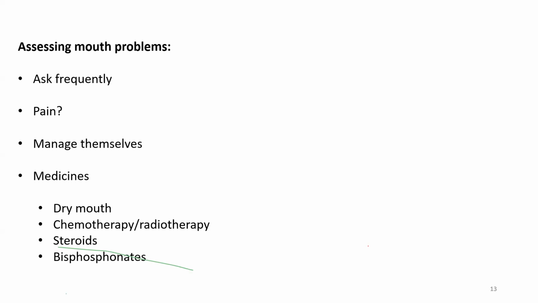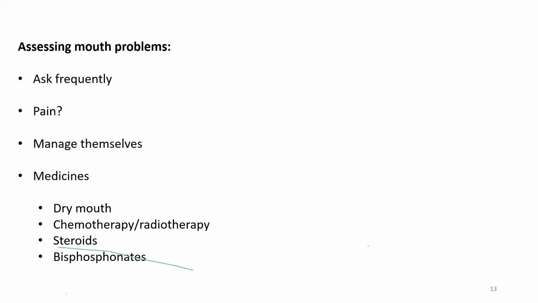So yeah, ask frequently. Have they got any problems with their mouth, or just think about those things that we've just discussed earlier. Ask if they've got any pain. Is it painful to speak? Is it painful to swallow? Can they manage it themselves? Are they able to manage their own mouth care? Do they need some support in doing so? They might need you to do it for them. They might just need some assistance to be able to do it themselves, but it's important to ascertain what, put that in their care plan and provide that support for them.